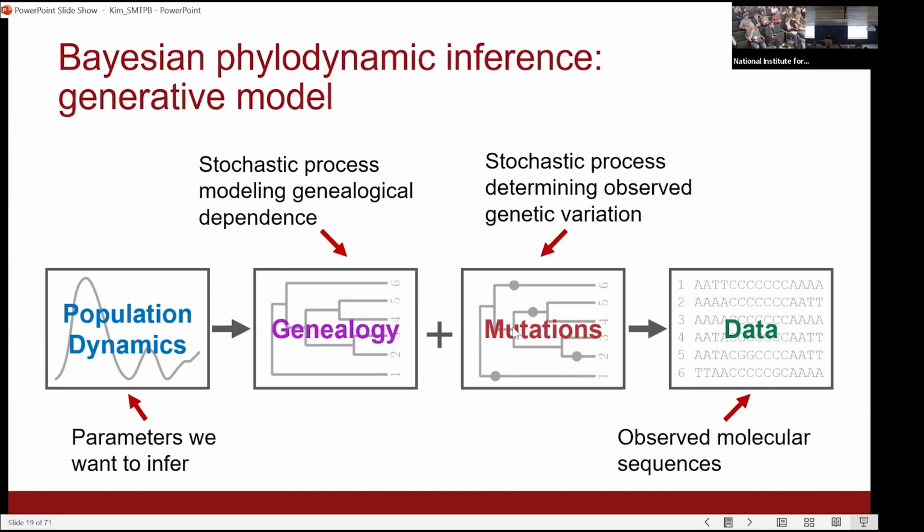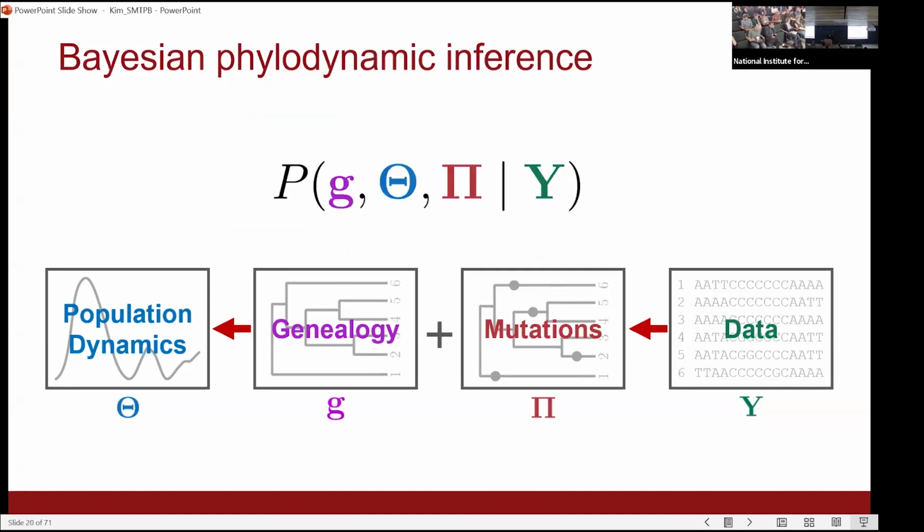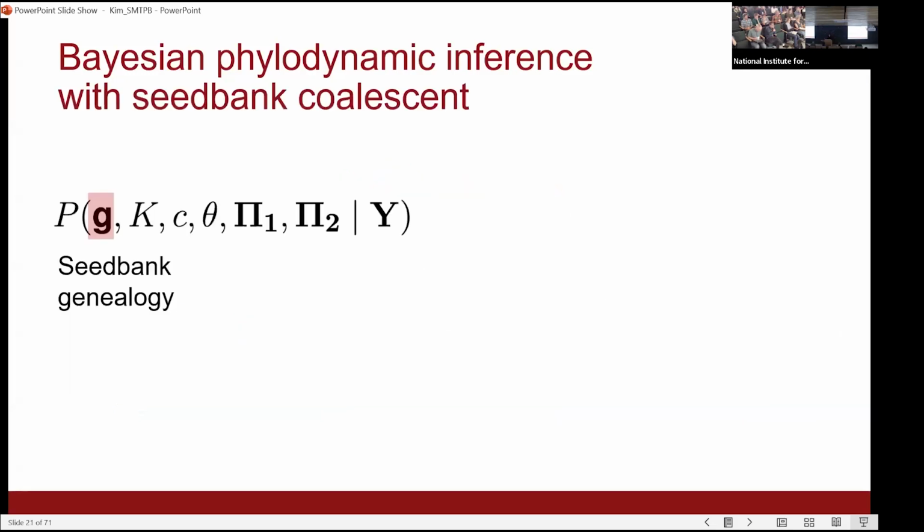And then given the genealogy, under the neutrality assumption, we superimpose the mutational processes, and that generates our observed data that we want to infer from. And then the inference is the inverse problem. Given our data, our target posterior is the genealogy, the population dynamic parameters, and the mutation model parameters. And if you're not interested in the genealogy, you can marginalize it out by integrating over it.